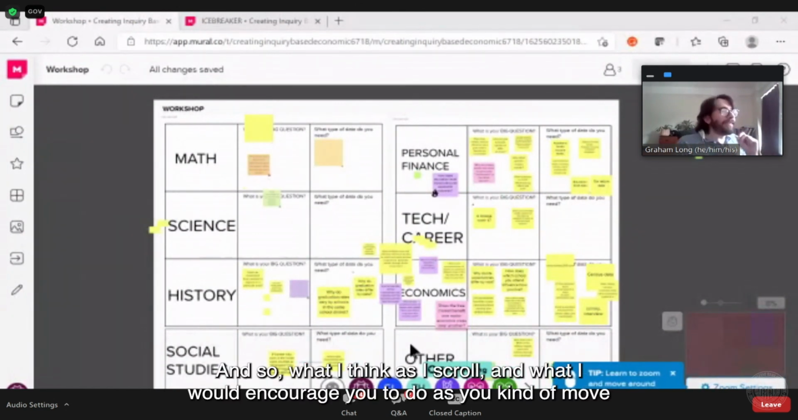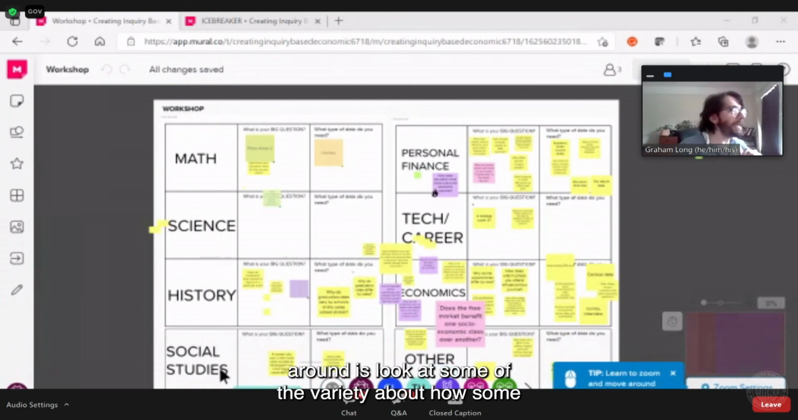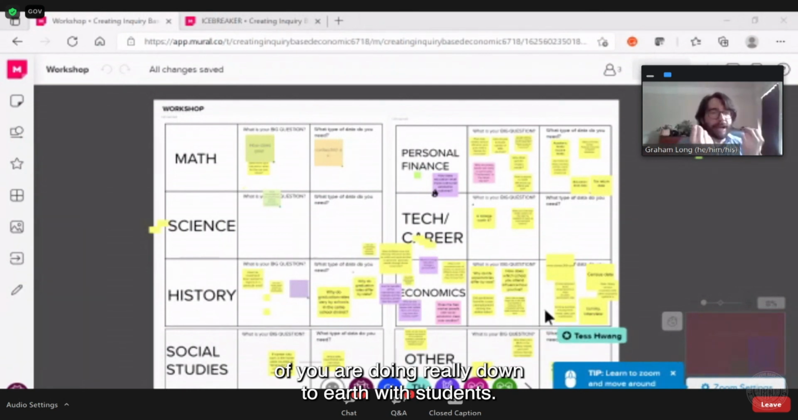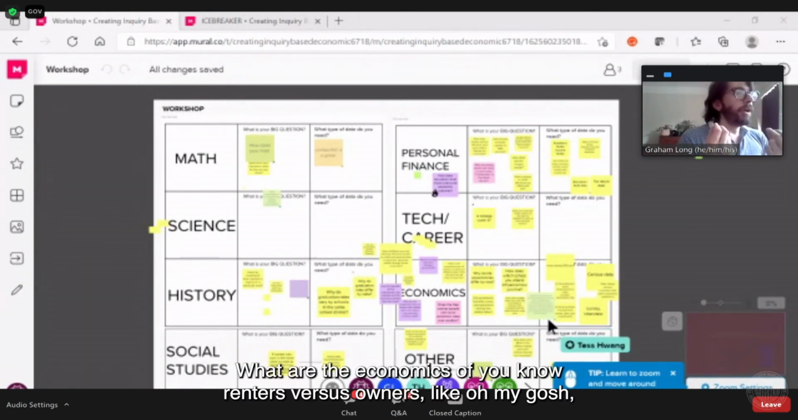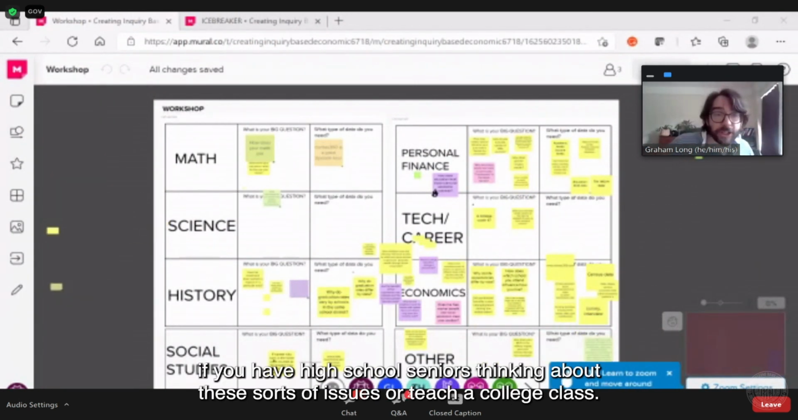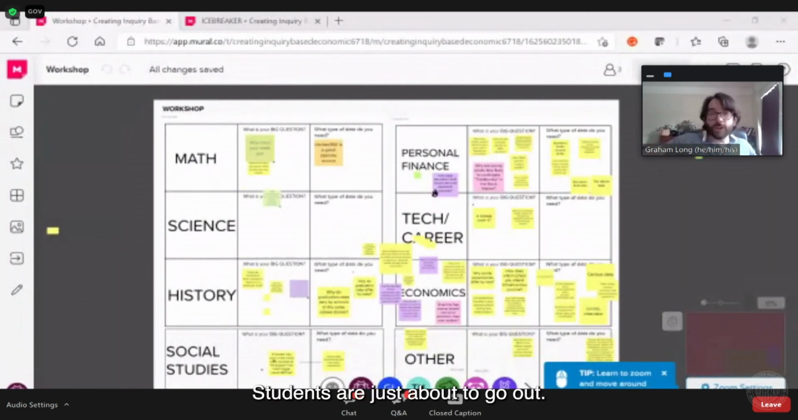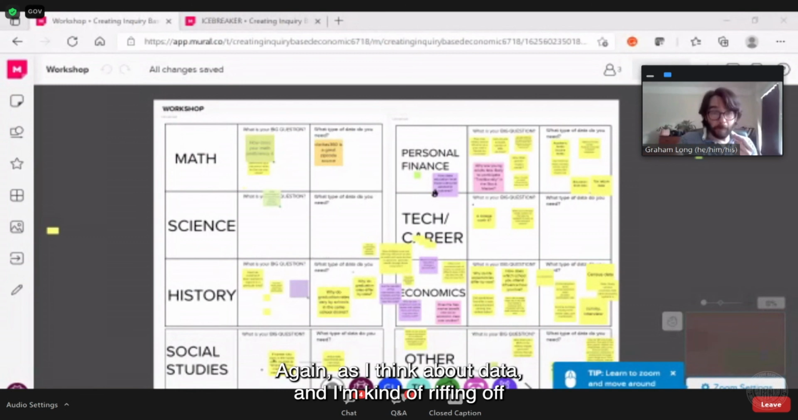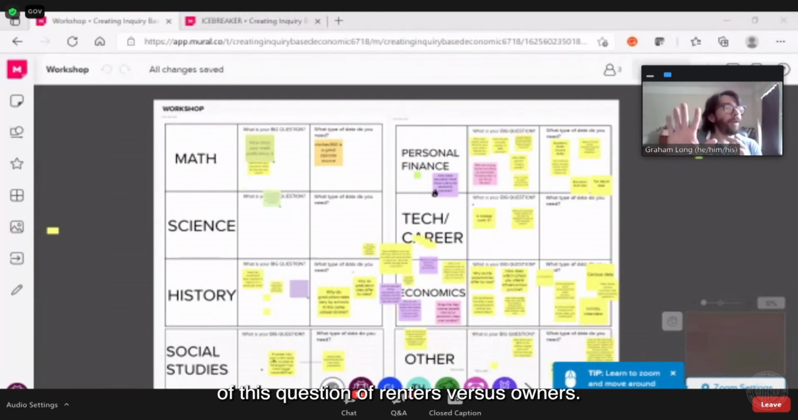And so what I would encourage you to do as you move around is look at some of the variety of how some of you are doing really down to earth questions with students. What is the economics of renters versus owners? Oh my gosh, if you have high school seniors, or teach a college class with students just about to go out, think about how relatable that is.